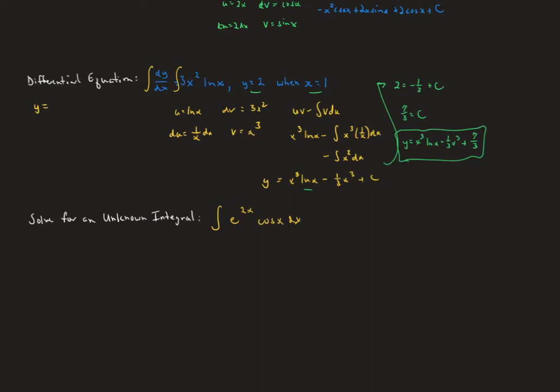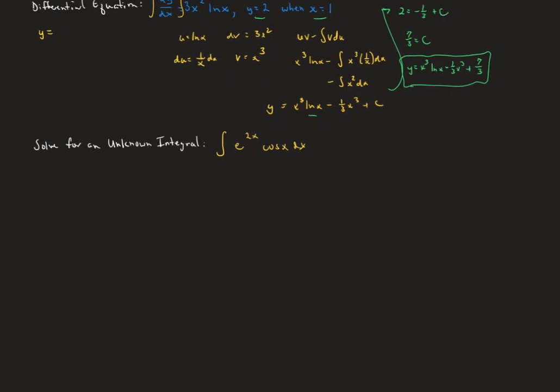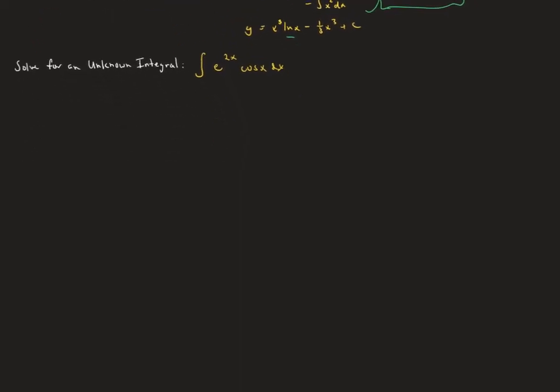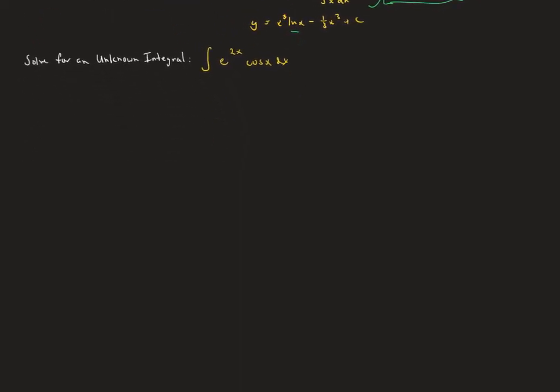The next one is kind of crazy. This is where we're going to solve for an unknown integral, so you have to be a little patient here. If we're using our limits, there's not any real great choice for this.